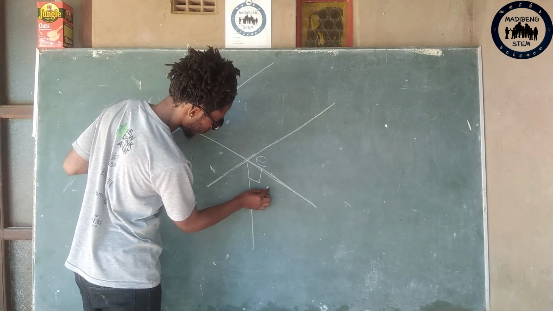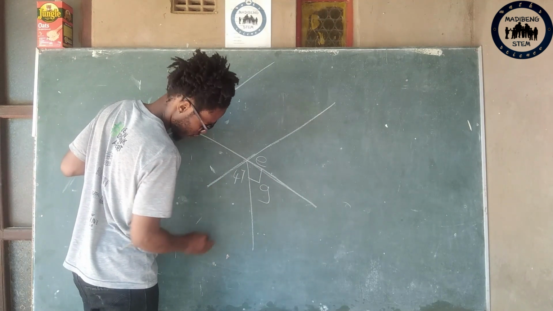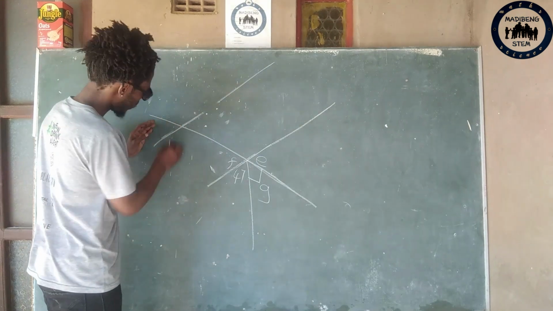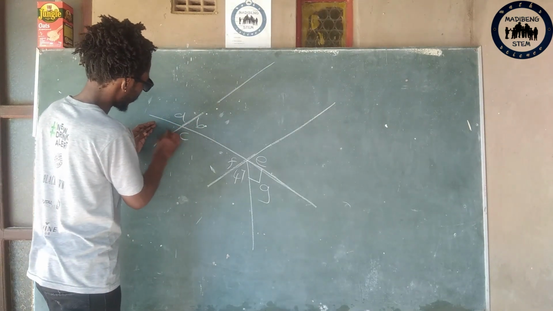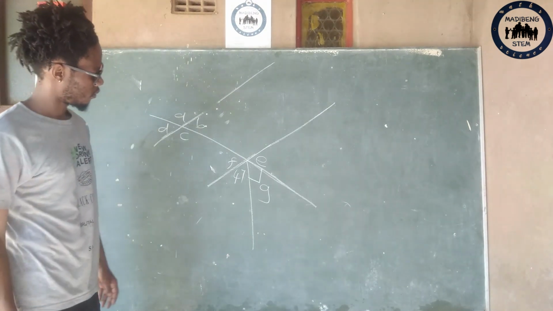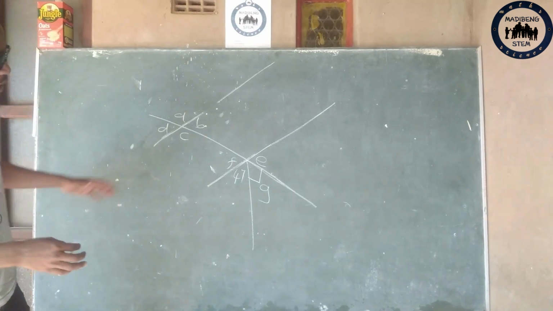E, G, it's 47 here, it's F here, A, B, C, D. Yeah. Now we have this problem. Let's go ahead and find all the missing angles.